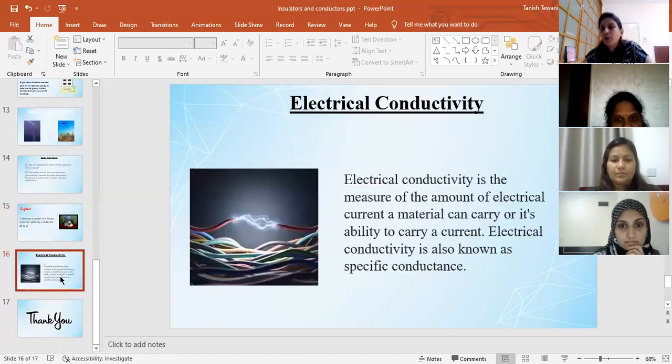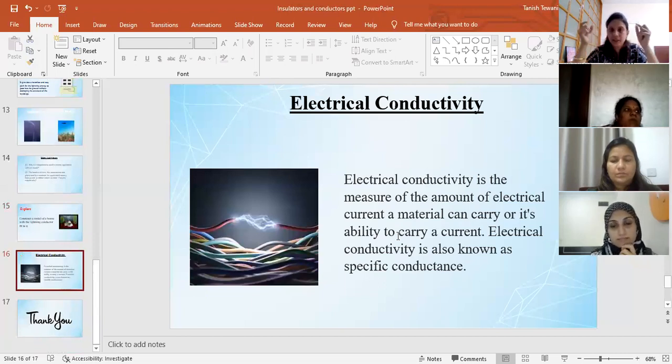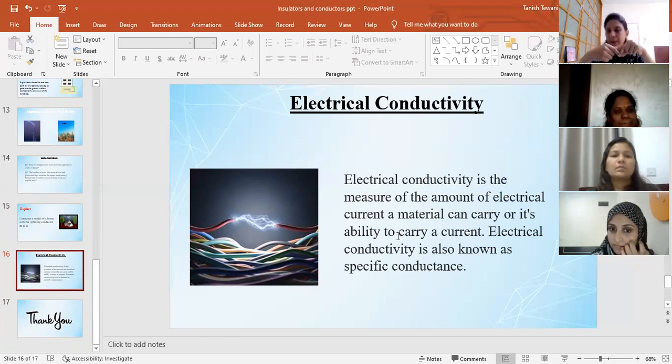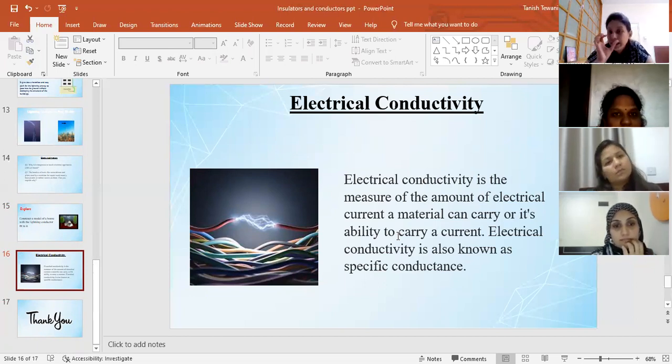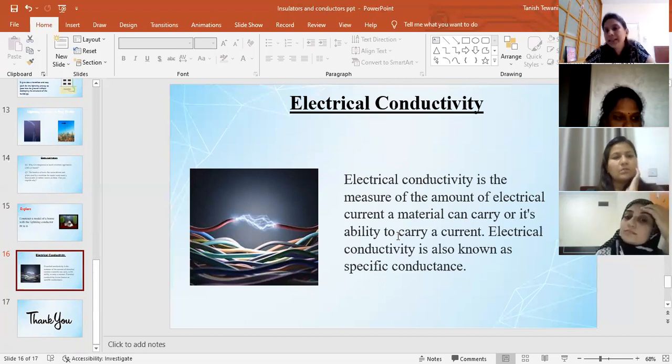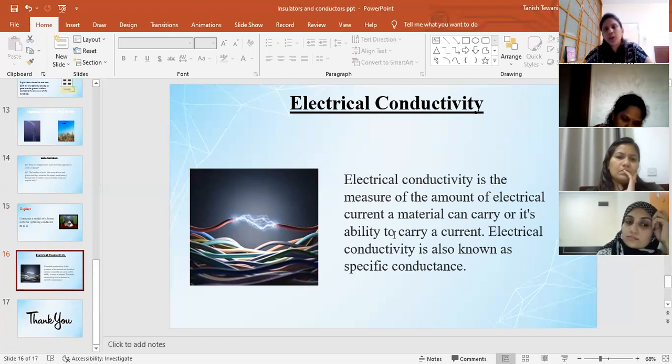Tomorrow we will learn about electrical conductivity. Electrical conductivity means, for a material, you know that when we connect 2 wires, the electricity passes. So how much current that material carries, that is the measurement of the amount of electrical current a material carries. That is called electrical conductivity. Tomorrow we will learn more about this. Okay, children?